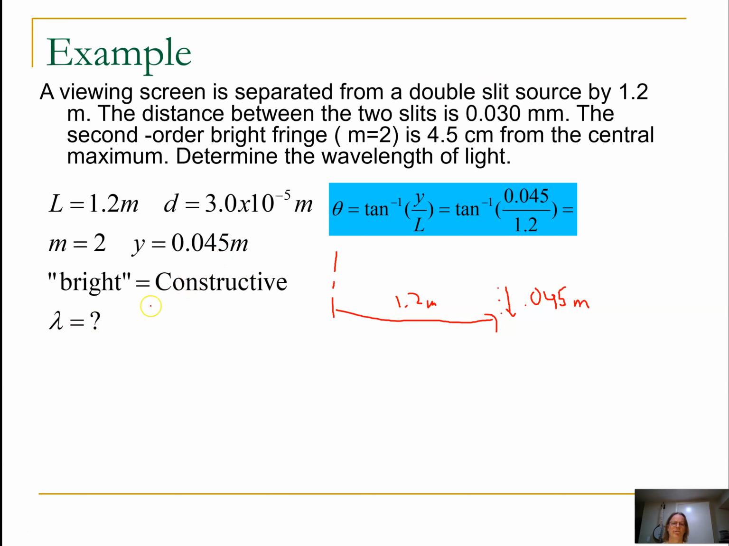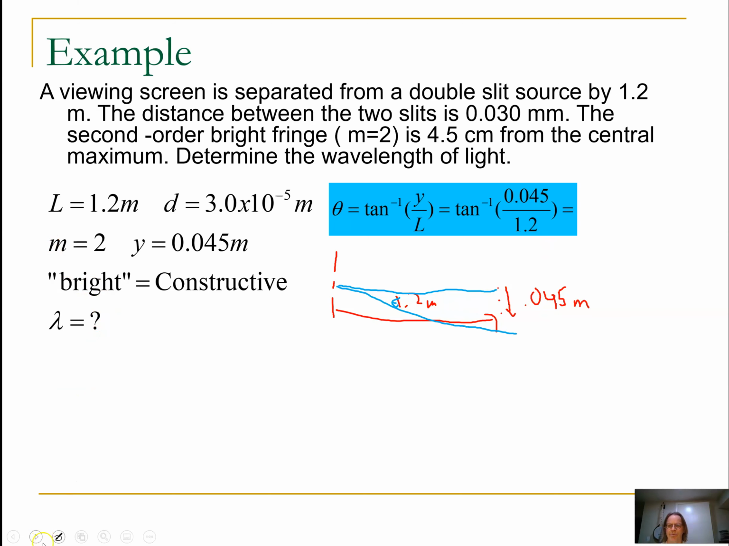So when we're doing the tangent of your angle, let's go to that. If I'm doing my angle stuff, there's your 1.2, and that's a terrible angle, but there you go. You're just solving for angle theta. The tangent of that angle is your y, your 0.045 over 1.2.